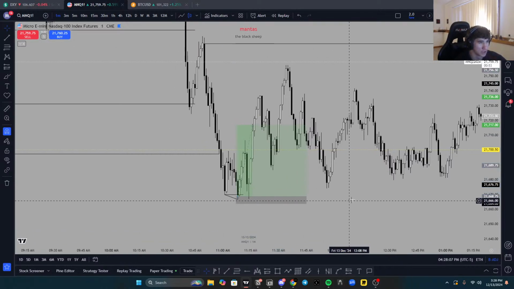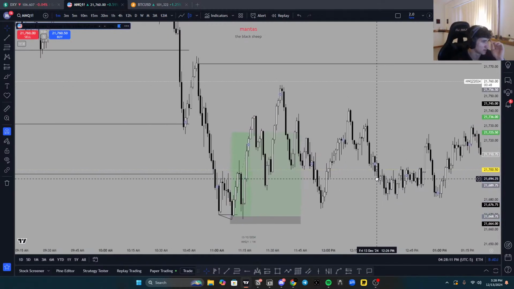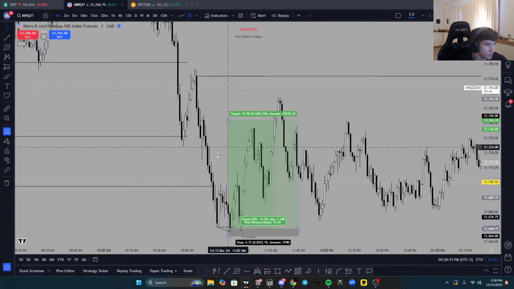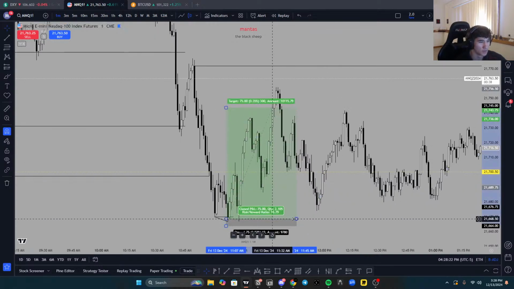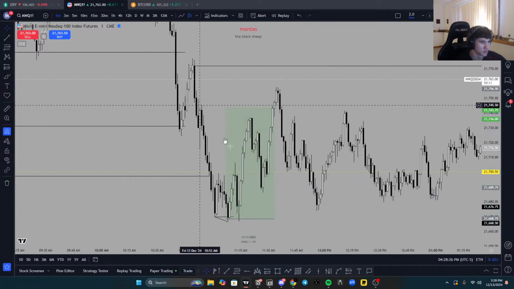So my stop loss was right here. And I was targeting, what was my target for this? Oh shoot, yeah, my target was somewhere up here. I think it was 75 handles. I can't remember how much I was targeting, but something like this. But then it came back down. I was break even, so I got stopped at break even.